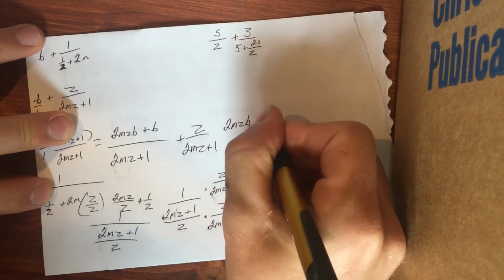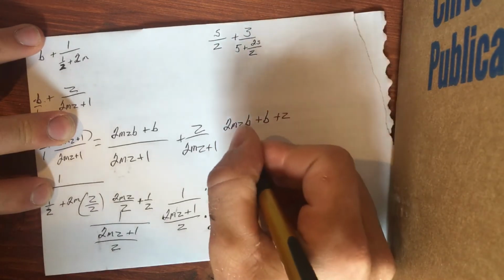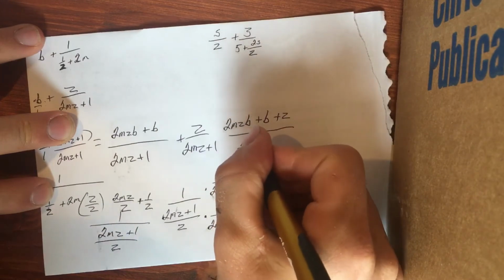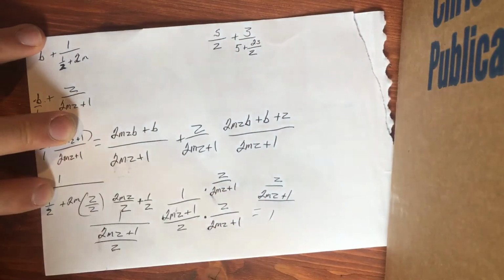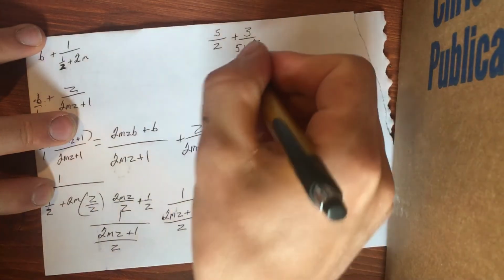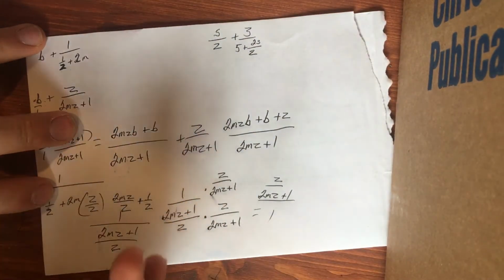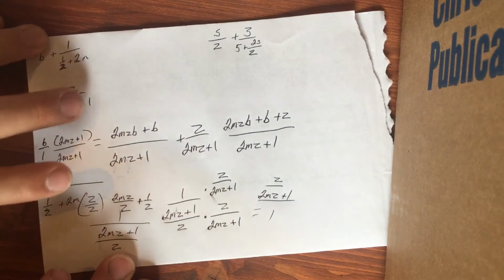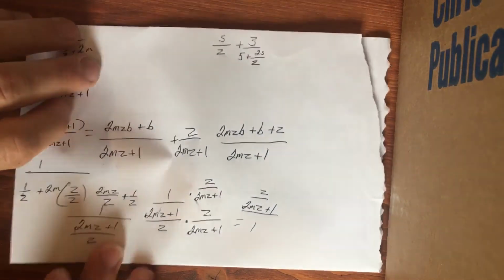2mzb plus b plus z over 2mz plus 1. All right, we did it. That is that. And I want to work this other one so that you get a little better feel for exactly how it works. I'm going to flip over my paper. I obviously ran out of room. And let's put that problem down.